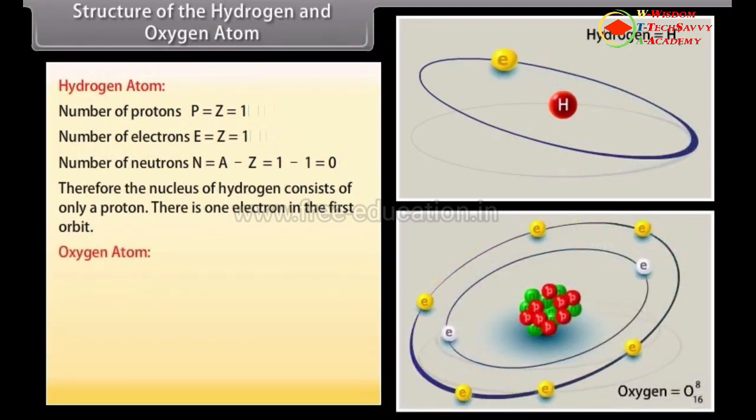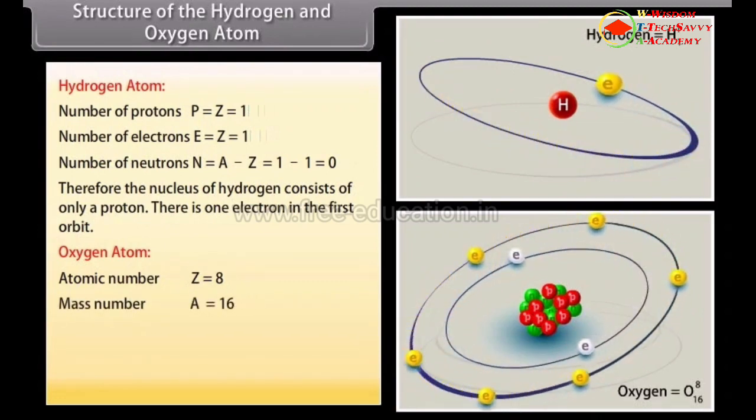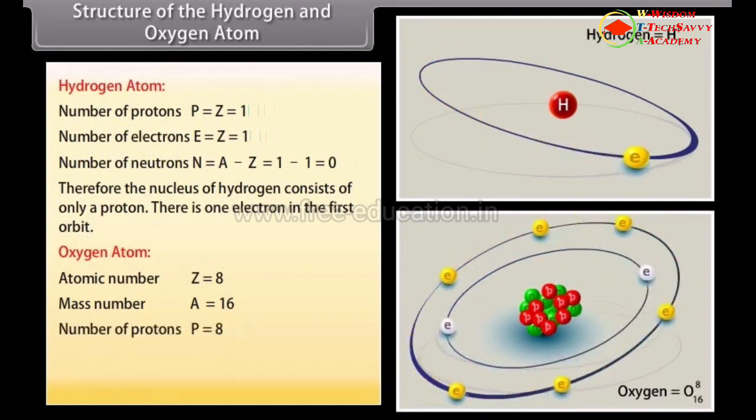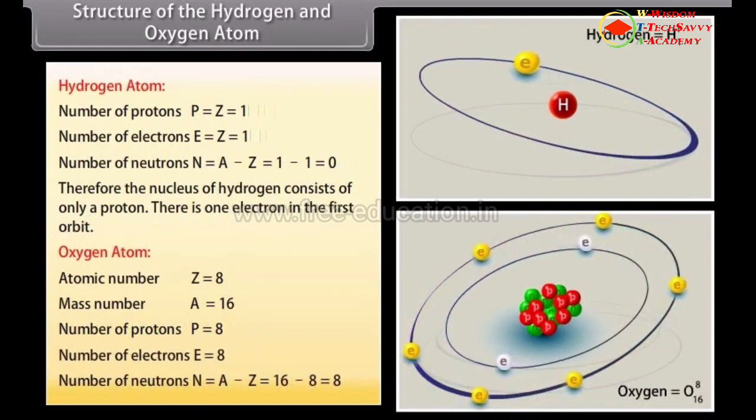Oxygen atom. Atomic number Z is equal to 8. Mass number A is equal to 16. Number of protons P is equal to 8. Number of electrons E is equal to 8. Number of neutrons N is equal to A minus Z, which equals 16 minus 8, which is equal to 8.